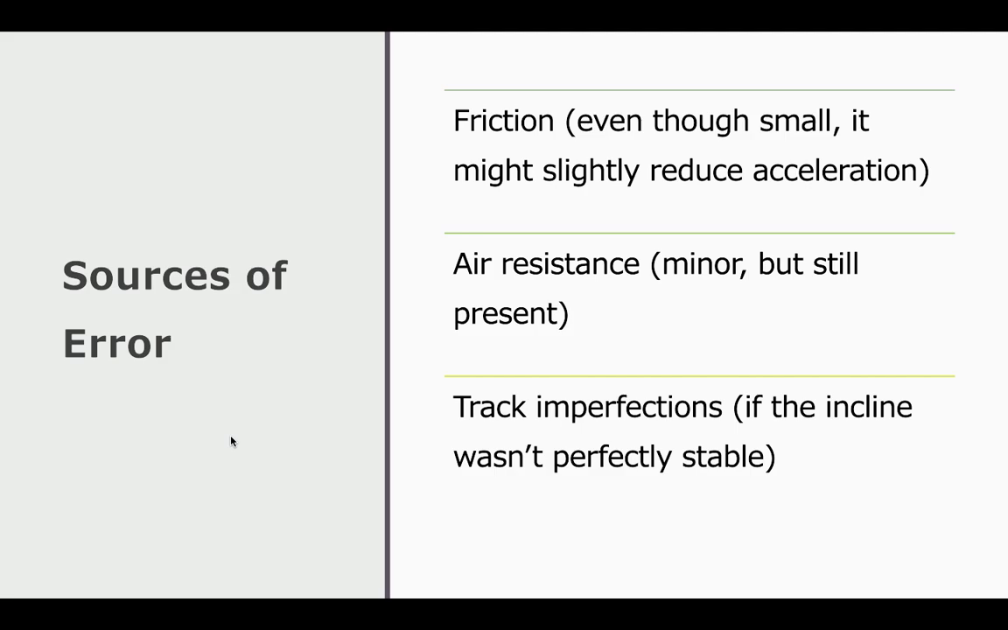So there are some sources of error. Even though my results followed the expected pattern, there were possible errors. So the friction between the car and the track, or air resistance, might have slightly changed the results. However, these factors were small and did not change the overall pattern.